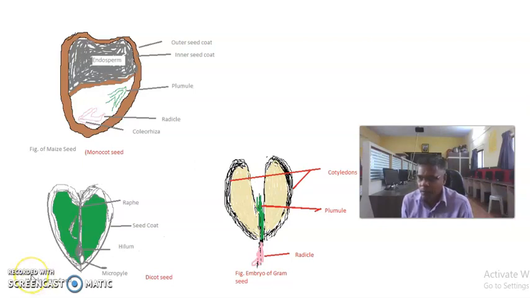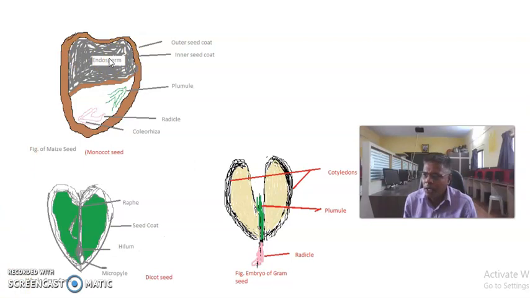So, embryo develops the radicle, that is the embryonic root, and plumule, that is the embryonic shoot. So, second part of seed is the endosperm.